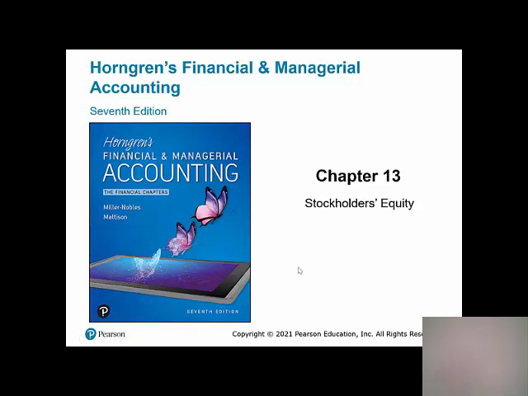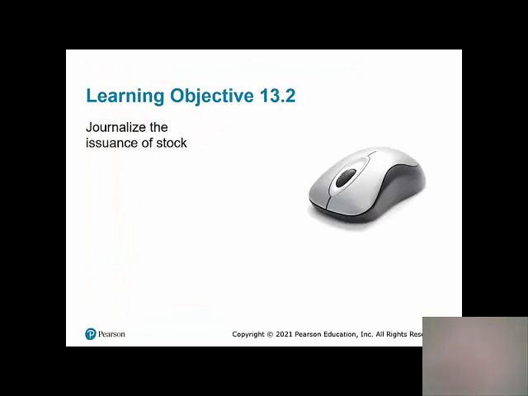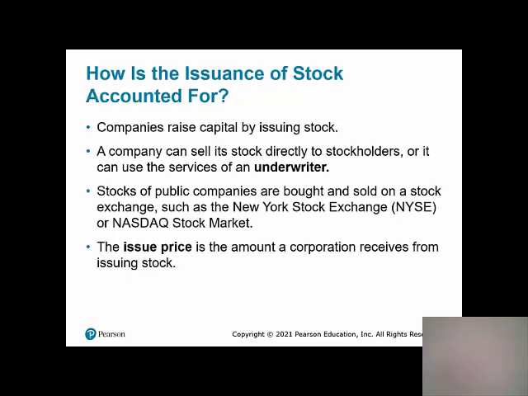This is a presentation on Chapter 13, Stockholders' Equity, and now we're going to cover Learning Objective 2, which is journalizing the issuance of stock. So we talked about in the first presentation that corporations accumulate more capital than other businesses, and they do that by issuing stock. So there is a process, of course, for doing this.